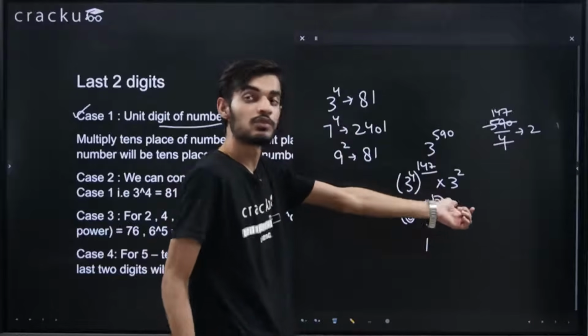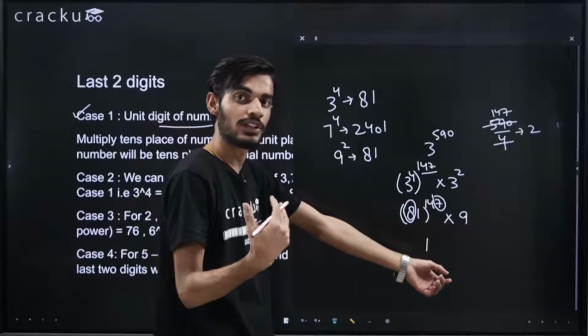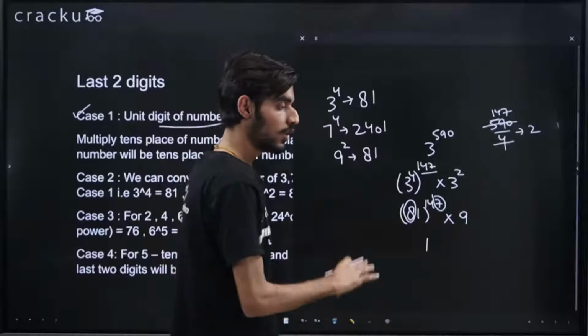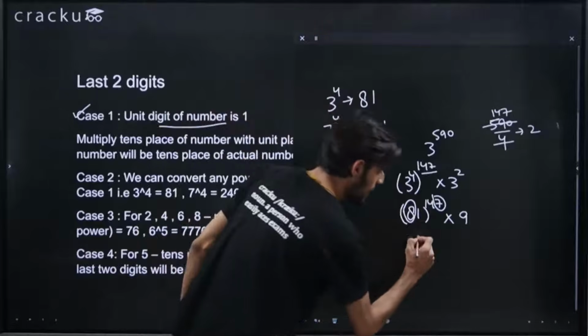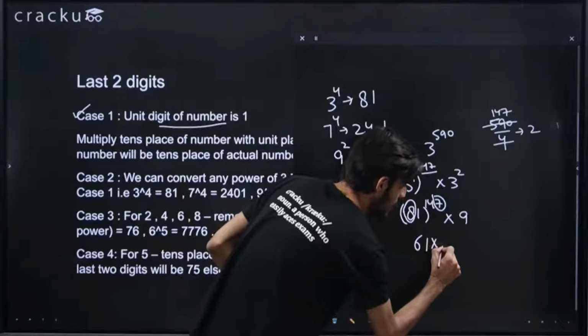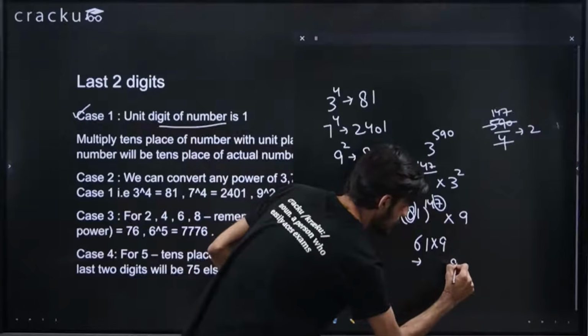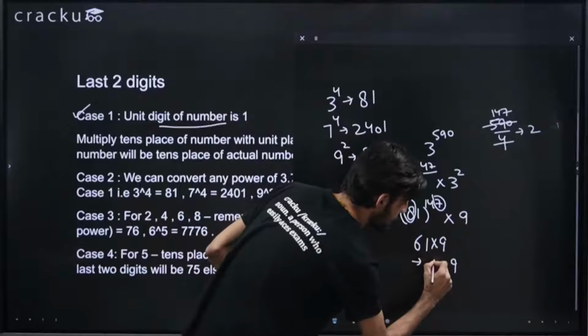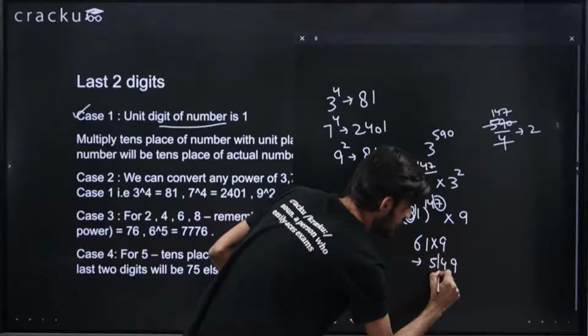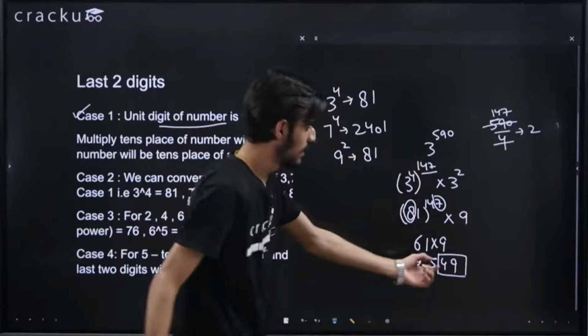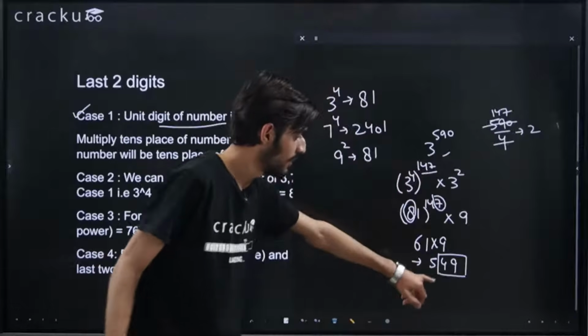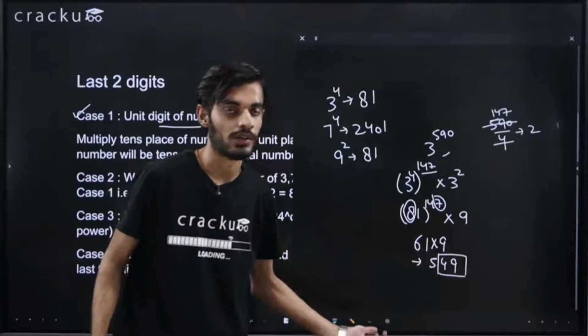So 8 into 7 is 56, and of the 56 we just need to write the unit digit. So out of 56 we will write 6. So it will be 6 into 9. So this 9 into 1 is 9 and 6 into 9 is 54. So the last two digits of this number will be 4 and 9, that is 49 of course.